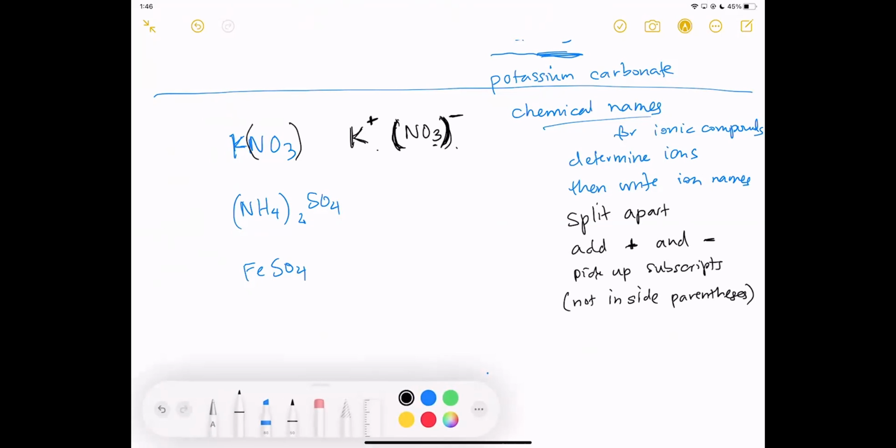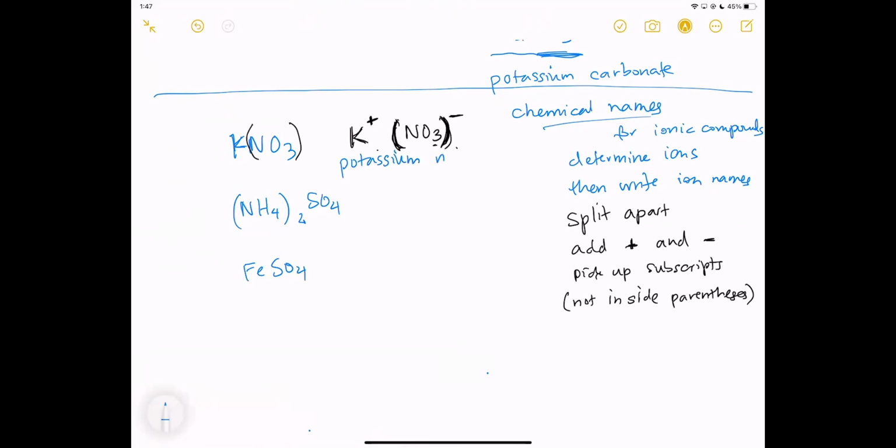So that means I just write the names of these. This is the potassium ion. And this is the nitrate ion on the polyatomic ions list. Okay. And so the next one, I'm going to take a look at this and split it apart. This is in parentheses already. So I split this. I'm going to write NH4 in parentheses, and then also in parentheses, I'm going to write SO4.